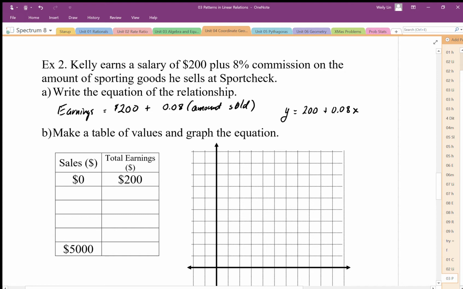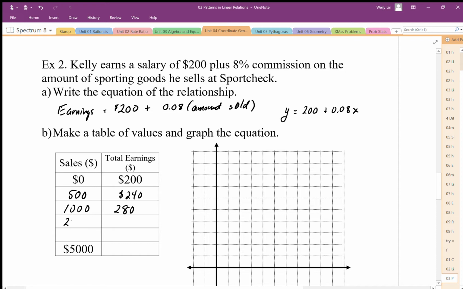So let's make a table of values here. When we plug in 0, we get $200. Let's go up by about 500. If I sell $500 worth of stuff, how much is that going to be? For $100 it's $8, so for $500 it's going to be $40. So I'm going to earn $240. Let's go up to $1,000, they'll earn $80 on 1,000. So we're going to end up with 200 plus 80, or 280.